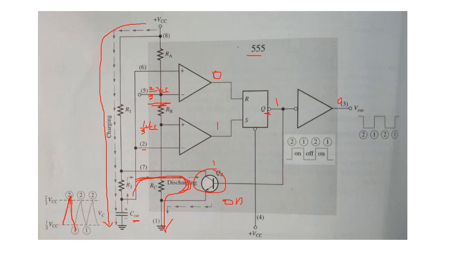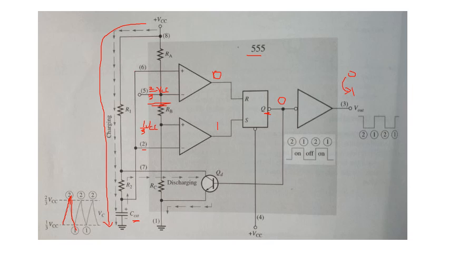So I'll erase these previous cases to show you what happens. Okay. Now when set is 1, Q output is 1 and Q bar output is 0, and the buffer output over here is 1. Earlier it was 0, now it has changed to 1.